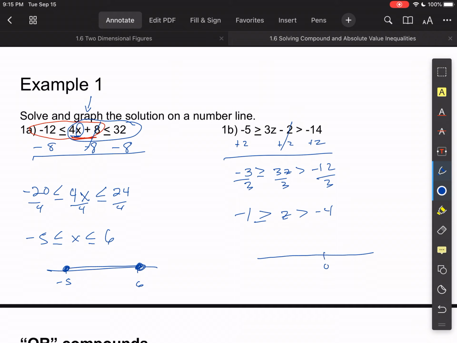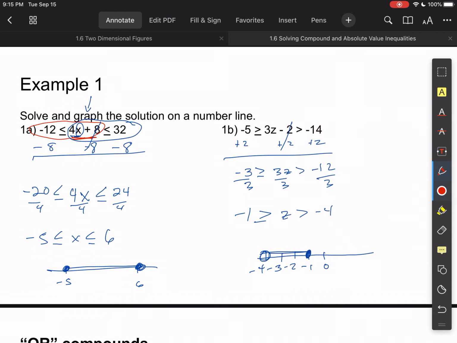So if this is 0, this is -1, this is -2, this is -3, this is -4, we're just saying that z lies between -4 and -1. Okay, so if I'm going to graph this, notice at -4 we have an open circle because we don't include the -4, but we do include the -1 somewhere in here.